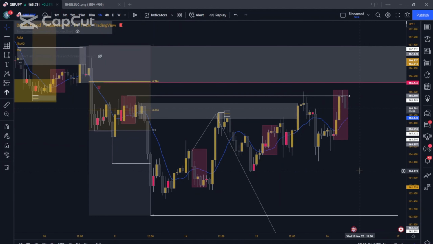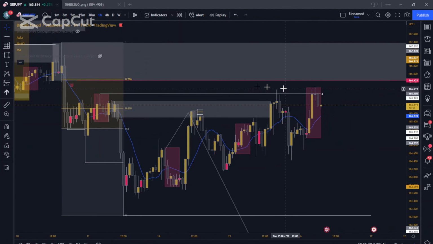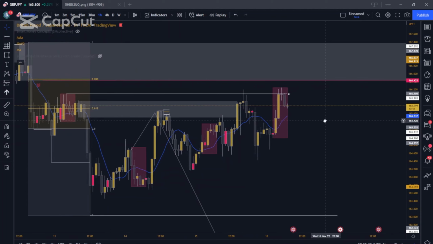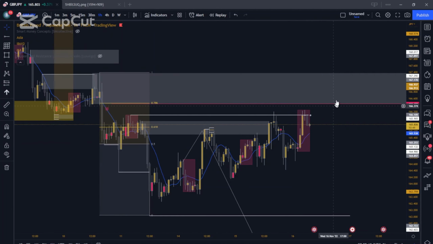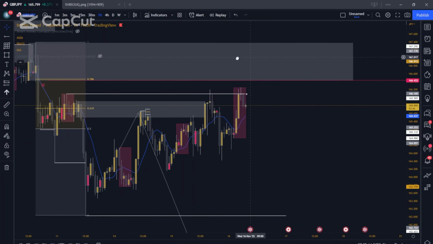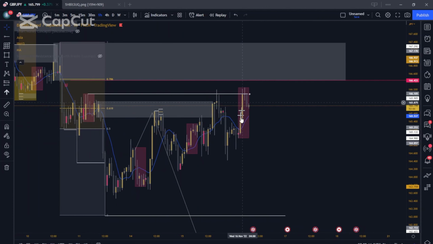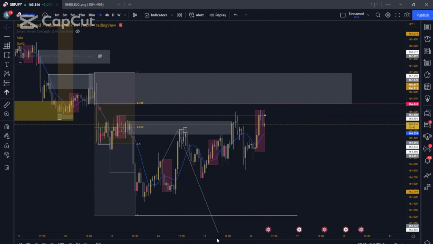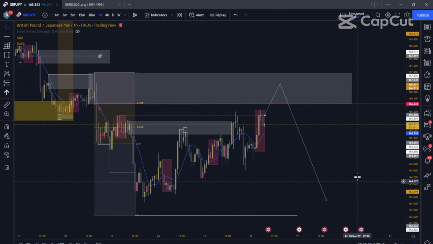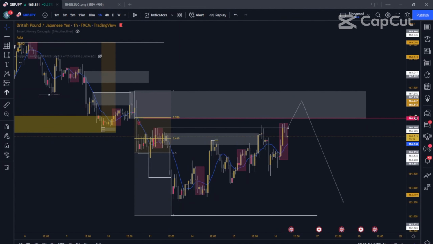I just see this as inducement. This is just swept here. I would honestly wait for this supply to be met, because this is just a whole bunch of inducement. So we wait for the supply to be met up here. I will wait for shorts.